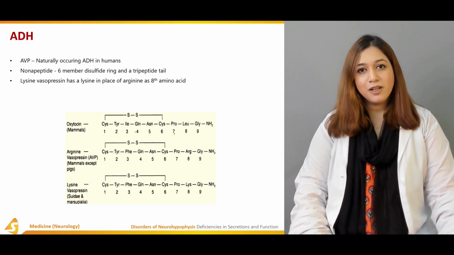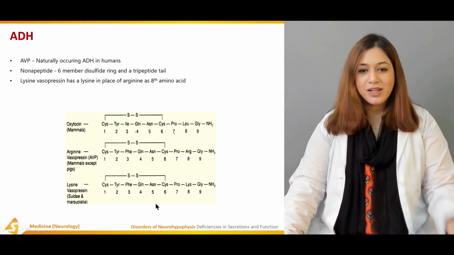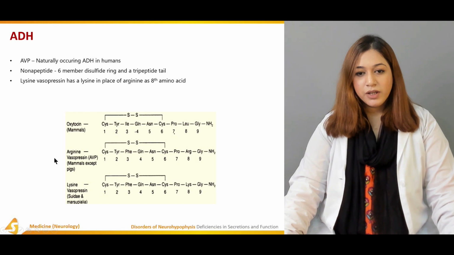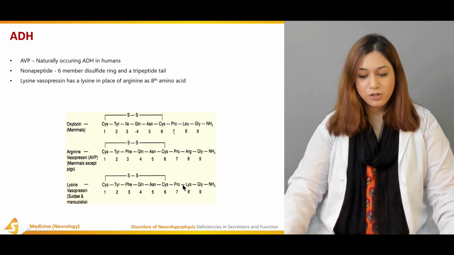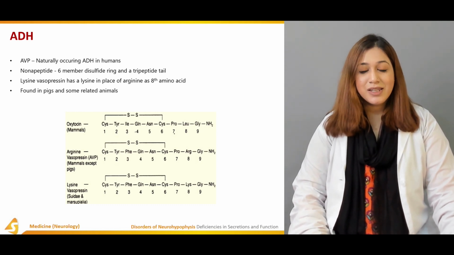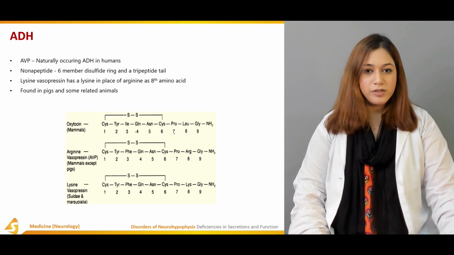It has a lysine in place of arginine as the 8th amino acid, as you can see in this diagram here. In both, the structures are similar, but in AVP there is the amino acid arginine in the 8th position, and in lysine vasopressin there is the amino acid lysine in the 8th position. This lysine vasopressin is not found in humans. It is found in pigs and some related animals.